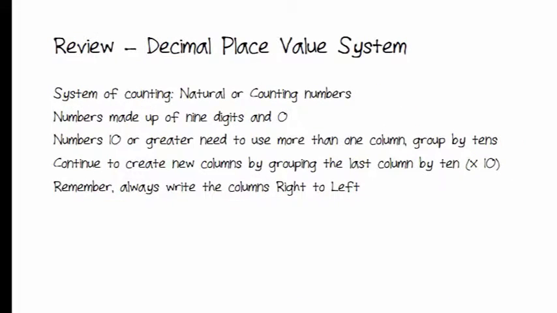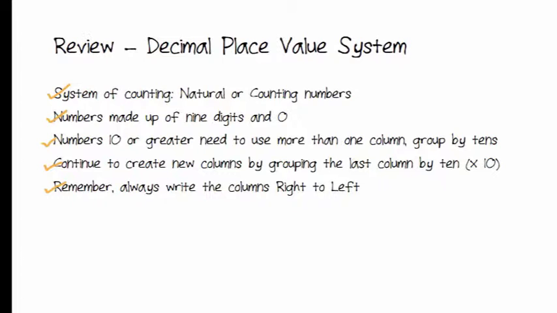So let's just review. The decimal place value system is our system of counting, and we use things called natural or counting numbers. All natural numbers are made up of 9 digits and 0: 0, 1, 2, 3, 4, 5, 6, 7, 8, 9. Numbers of 10 or greater, though, will need to use more than one column, and so what we do is we group each additional column by tens. Starting with the ones column, we then continue to create new columns just by multiplying the last column by 10, so it goes ones, tens, 10 times 10 hundreds, hundreds times 10 thousands, and finally we always write the columns from right to left, starting from the smallest.